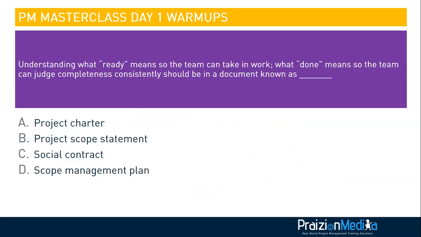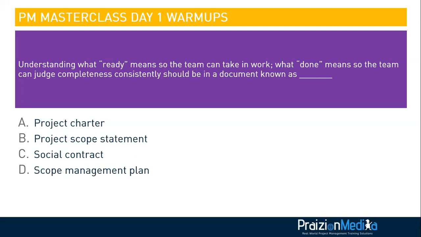Understanding what ready means so the team can take in work, what done means so the team can judge completeness consistently should be in a document known as what? Is it A, the project charter? Is it B, the project scope statement? Is it C, social contract? Is it D, scope management plan? 5, 4, 3, 2, and 1.